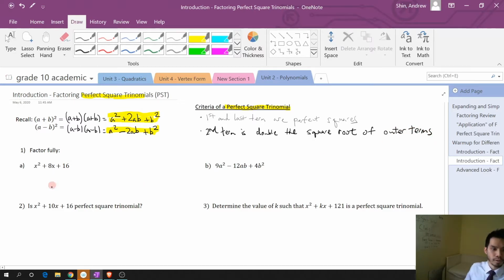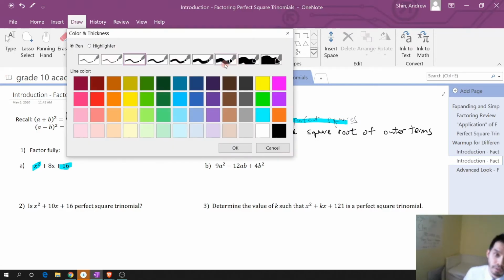Okay, so let's factor this fully. Let's see if this is a perfect square trinomial. Take a look here. It says the first and last term are perfect squares. So is this a perfect square? Yes, it is. X times x is the square root of that. Is this 16 a perfect square? Yes, 4 and 4 is the square root of that.